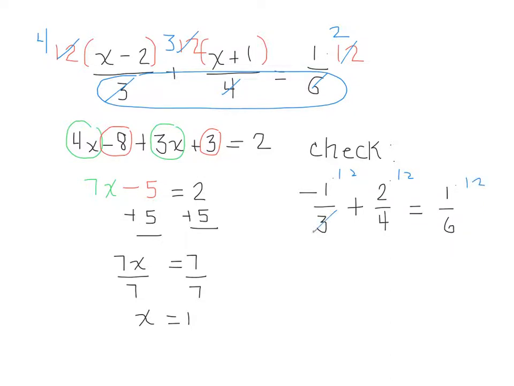And then these cancel, of course, to 4. These cancel, of course, to 3. These cancel, of course, to 2. That would give me negative 4 plus 2 times 3 is 6 is equal to 2. And that does in fact work. And so I know that my solution, x equals 1, is a correct solution.